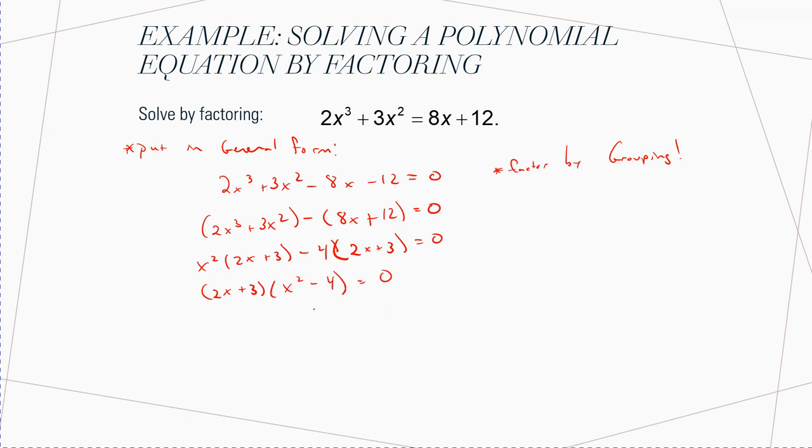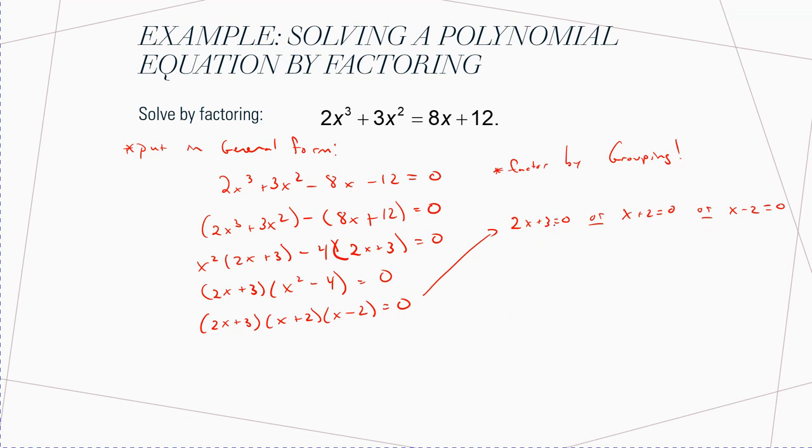Does x squared minus 4 factor? Yes, it does. It's the difference of two squares, so it factors into x plus 2 times x minus 2. Now you're going to use your zero product rule here. I have something times something times something equals 0. So either 2x plus 3 is equal to 0, or x plus 2 is equal to 0, or x minus 2 is equal to 0.